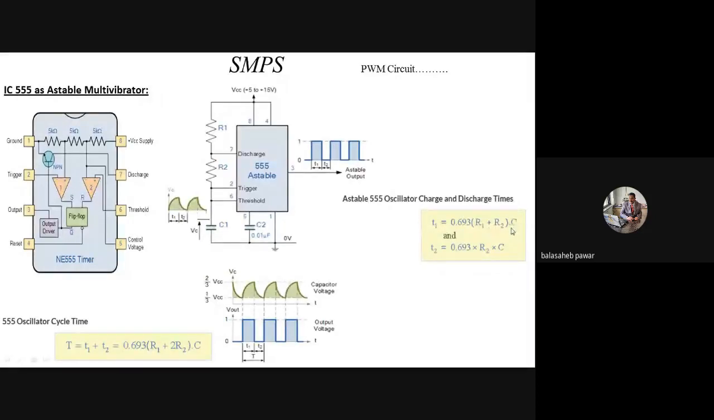Correct? So the values of R1 and R2, as well as the value of the capacitor, will decide the charging time of the C1 capacitor. Similarly, the same terminal is connected to the trigger pin also, to pin number 2 and pin number 6. The same potential which is stored by the capacitor C1 is applied. Now we'll see how it will work exactly.